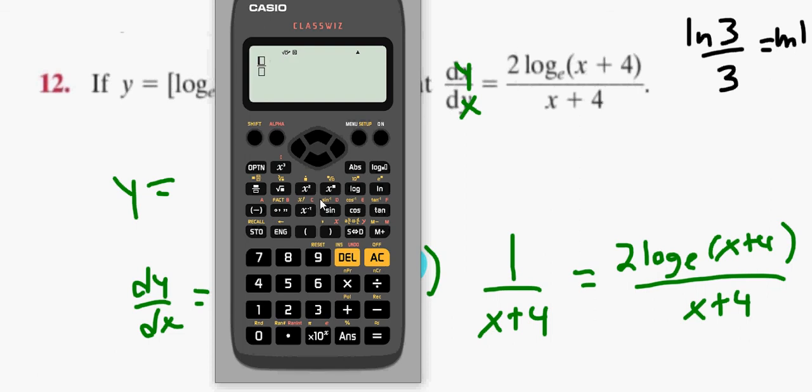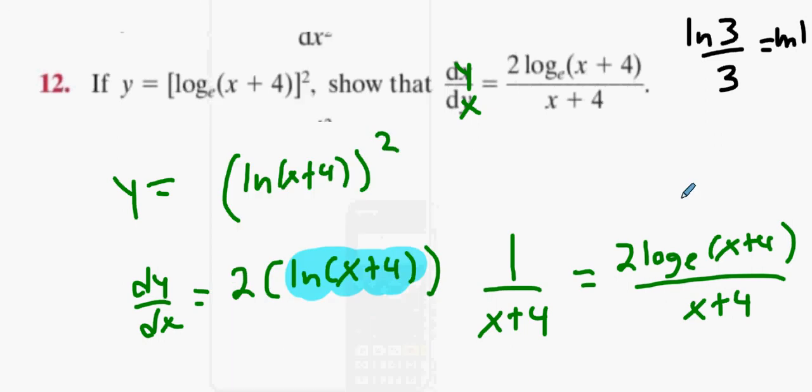So ln 3 divided by 3 is 0.366. It's not 0, and then we can check what ln 1 is. And ln 1 is 0. They're not the same thing. So you're not allowed to do what you guys tried. But you're allowed to check, aren't you? Now, you guys try 14.